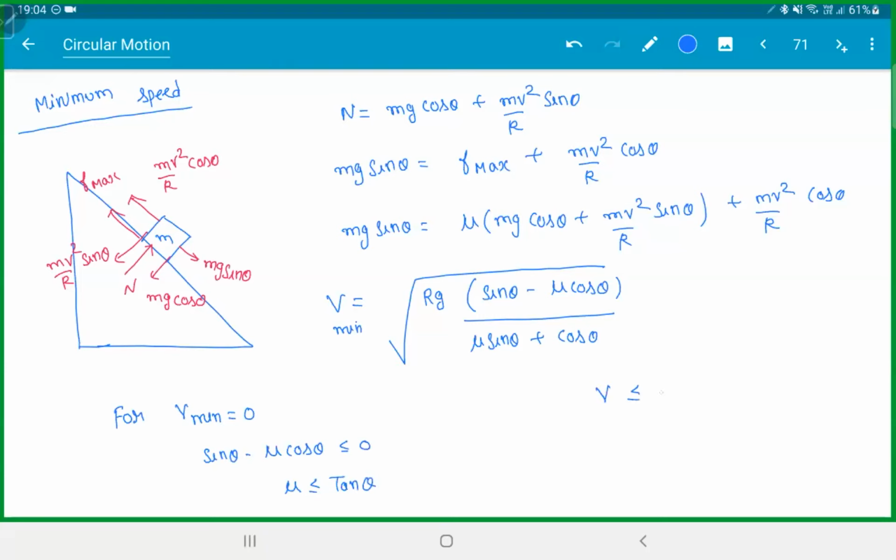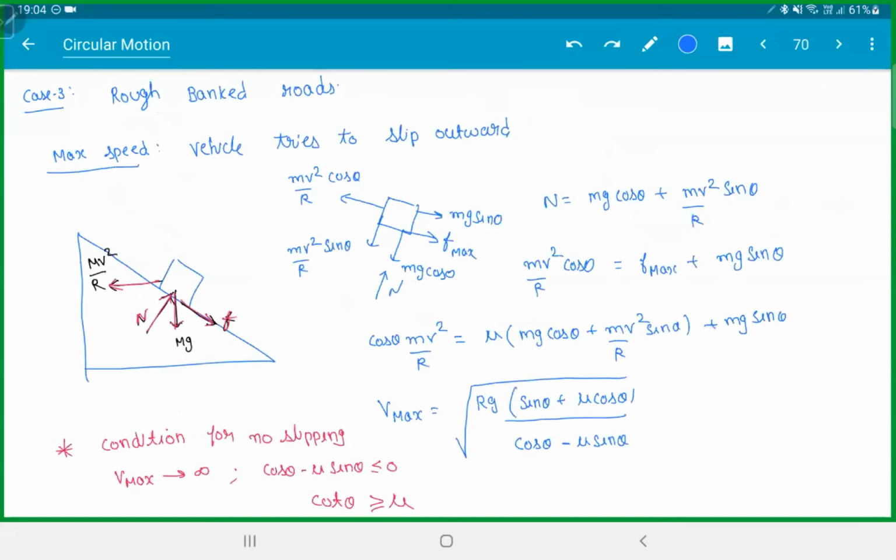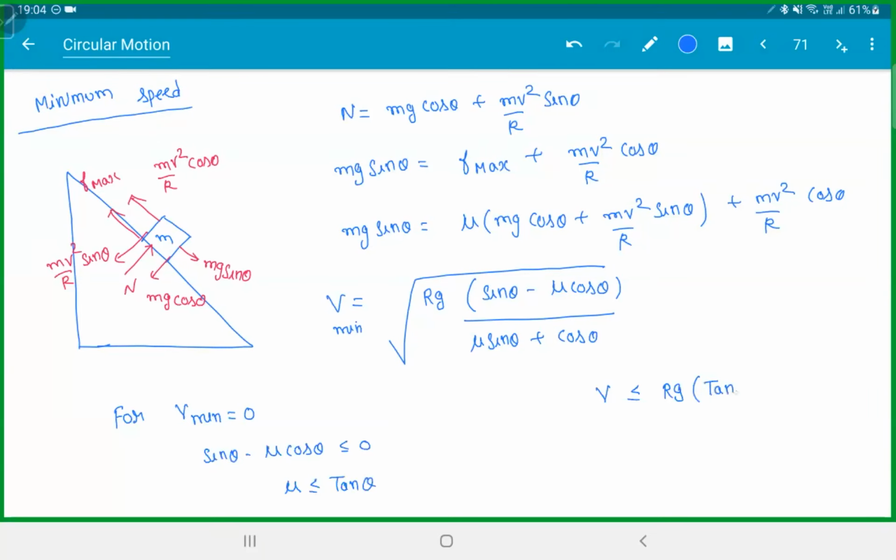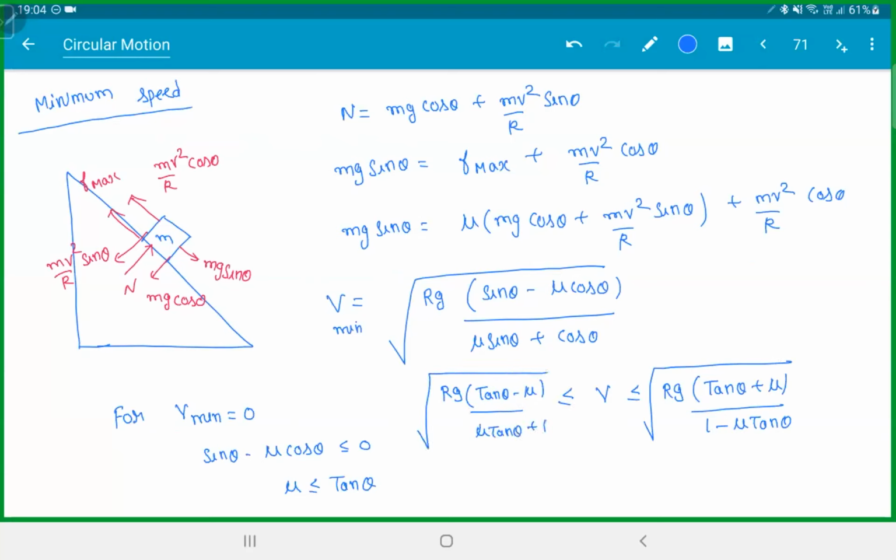So your speed limit should be maximum, which is root of Rg. If I just remove that cos theta there, this would be tan theta plus mu over 1 minus mu tan theta, under the root, maximum speed. This is Rg times tan theta minus mu over mu tan theta plus 1. You can keep it in tan also. This is the minimum speed. As long as you go within this speed range, you're safe.